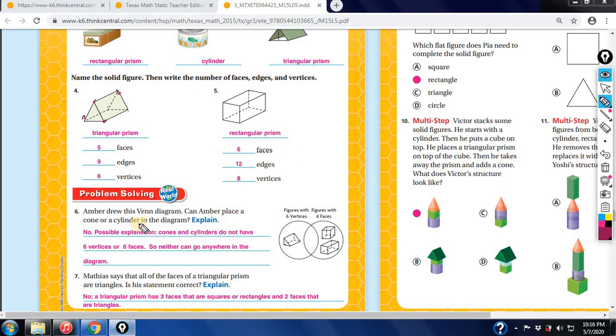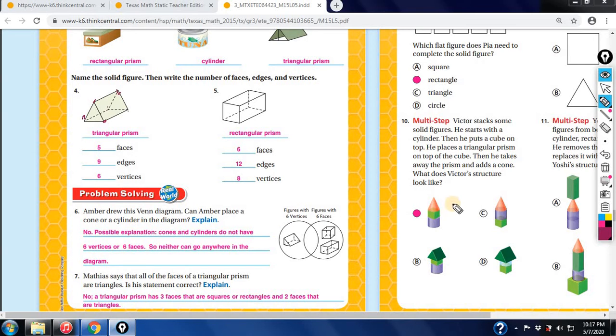We're looking at a question here. Andrew, do this Venn diagram. Okay, we'll go back to the Venn diagram. Can Amber place a cone or cylinder in the diagram? Well, figures with 6 vertices, figures with 6 faces. Well, look, if you know a cone does not have a cone or a cylinder.